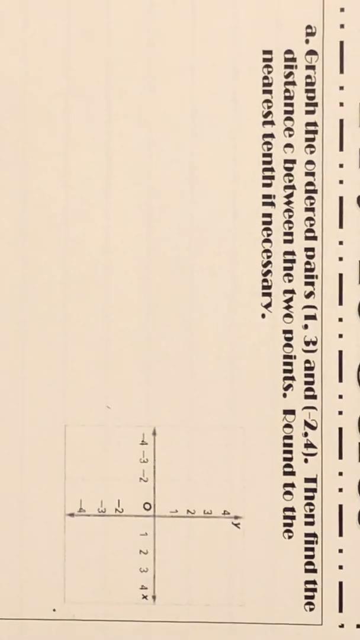Okay. So there are two problems. I want you to go ahead, pause the video, try them out, and when you're done, we will go over the answers together. All right, now that you've had a chance to try out the try-it problems, let's go over the answers together. Letter A says graph the ordered pairs (1, 3) and (negative 2, 4). Then find the distance c between the 2 points. Round to the nearest tenth if necessary.